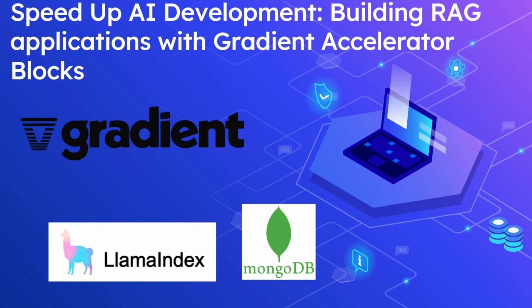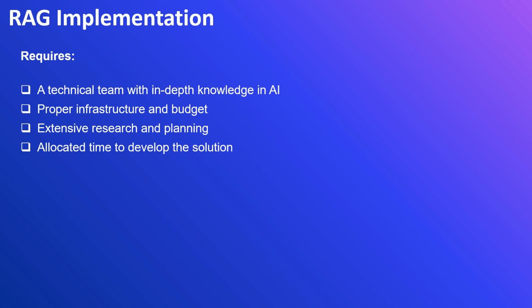RAG is a great method to improve AI performance, but it also makes things more complex for developers who are building AI applications. The regular RAG implementation requires a technical team with in-depth knowledge in AI, proper infrastructure and budget, extensive research and planning, and allocated time to develop the solution.